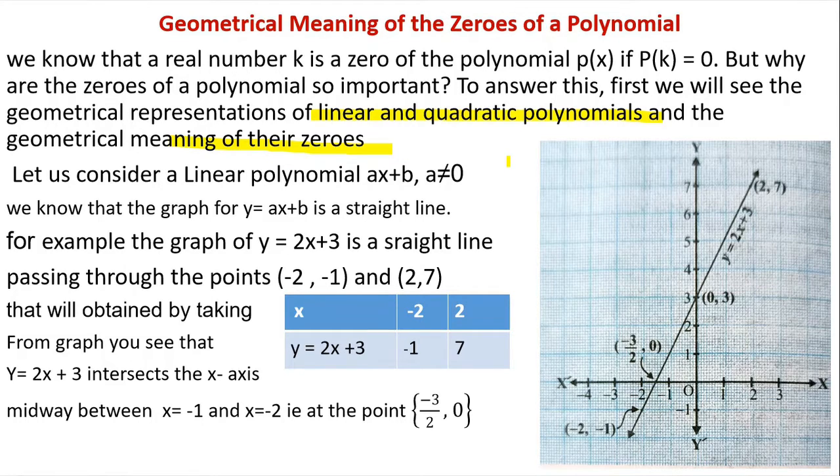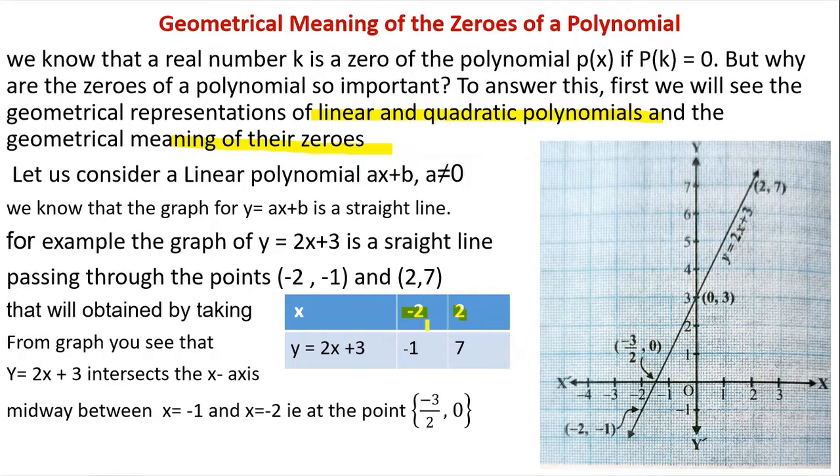Let us consider a linear polynomial y is equal to ax plus b. We all know that the graph for y is equal to ax plus b is a straight line. So let us take an example of y is equal to 2x plus 3. In order to plot this graph, we require at least 2 points. So I want to find these points using x value as minus 2 and x value as 2. Why? Because I am choosing minus 2 to 2. That is, I am considering a line equation having a range of minus 2 to 2.